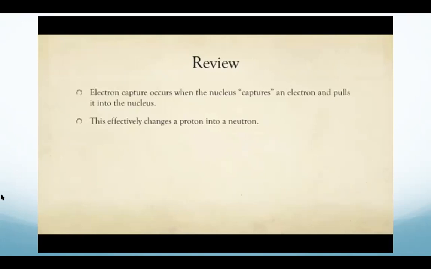So in review, electron capture occurs when the nucleus captures an electron and pulls it into the nucleus, effectively changing a proton into a neutron, making your mass number stay the same and your atomic number decrease by 1.